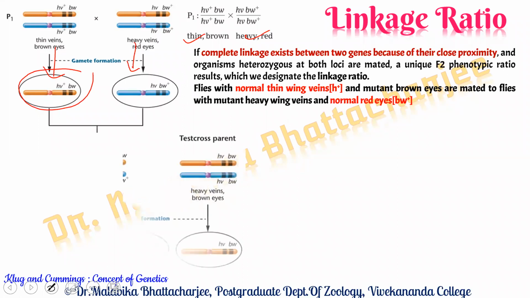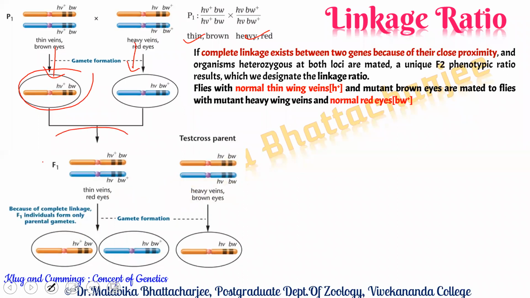Now we have an F1. So the F1 is a heterozygote. One chromosome is coming from the mother and the other is coming from the father. So basically this is an autosome. Hence the F1 is not denoted as a male or a female, as the genes concerned are autosomal genes. Now in the F1, as I said, each fly receives one chromosome from each pair of parents. All flies are heterozygous and they exhibit the dominant traits or the wild type traits, thin vein and red eyes.